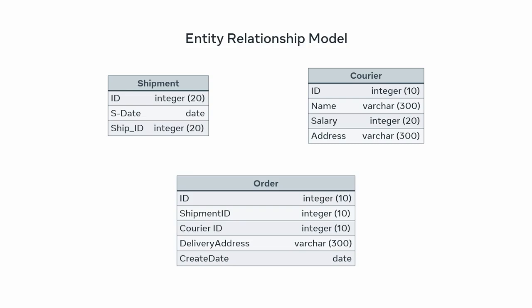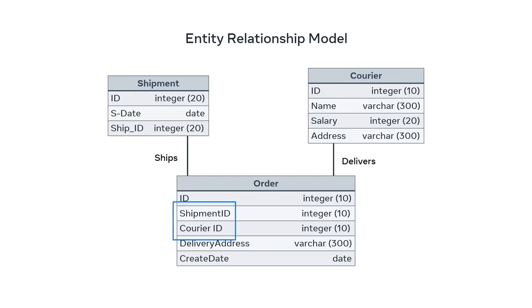Let's take the example of a simple ER model that shows the logical schema of an ordering application. It demonstrates the relationship between an order, the shipment in which it will be shipped, and the courier assigned to it. The ID attribute in each table is the primary key of the respective entities. It provides a unique identifier for each entry, row, or record in the entities.